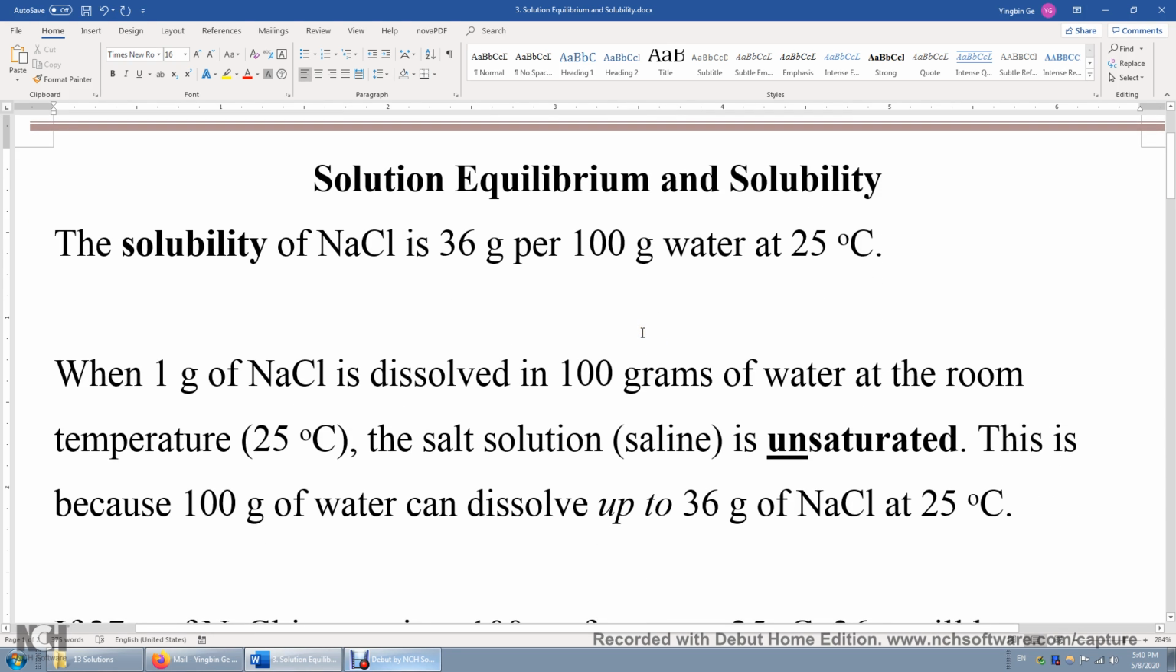When 1 gram of sodium chloride or table salt is dissolved in 100 grams of water at room temperature, we say this solution is unsaturated. What about 2 grams, 3 grams, 35 grams? They're all unsaturated.